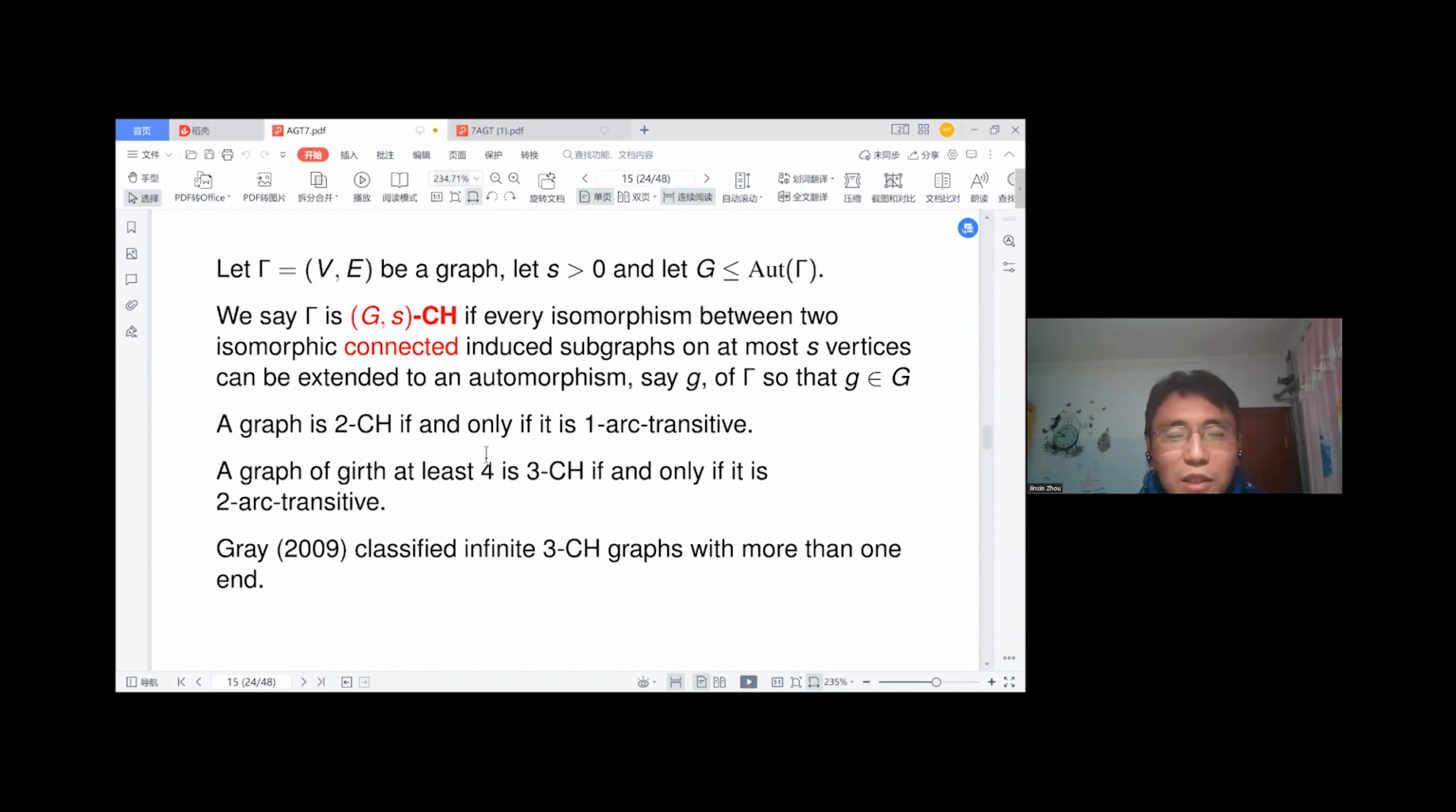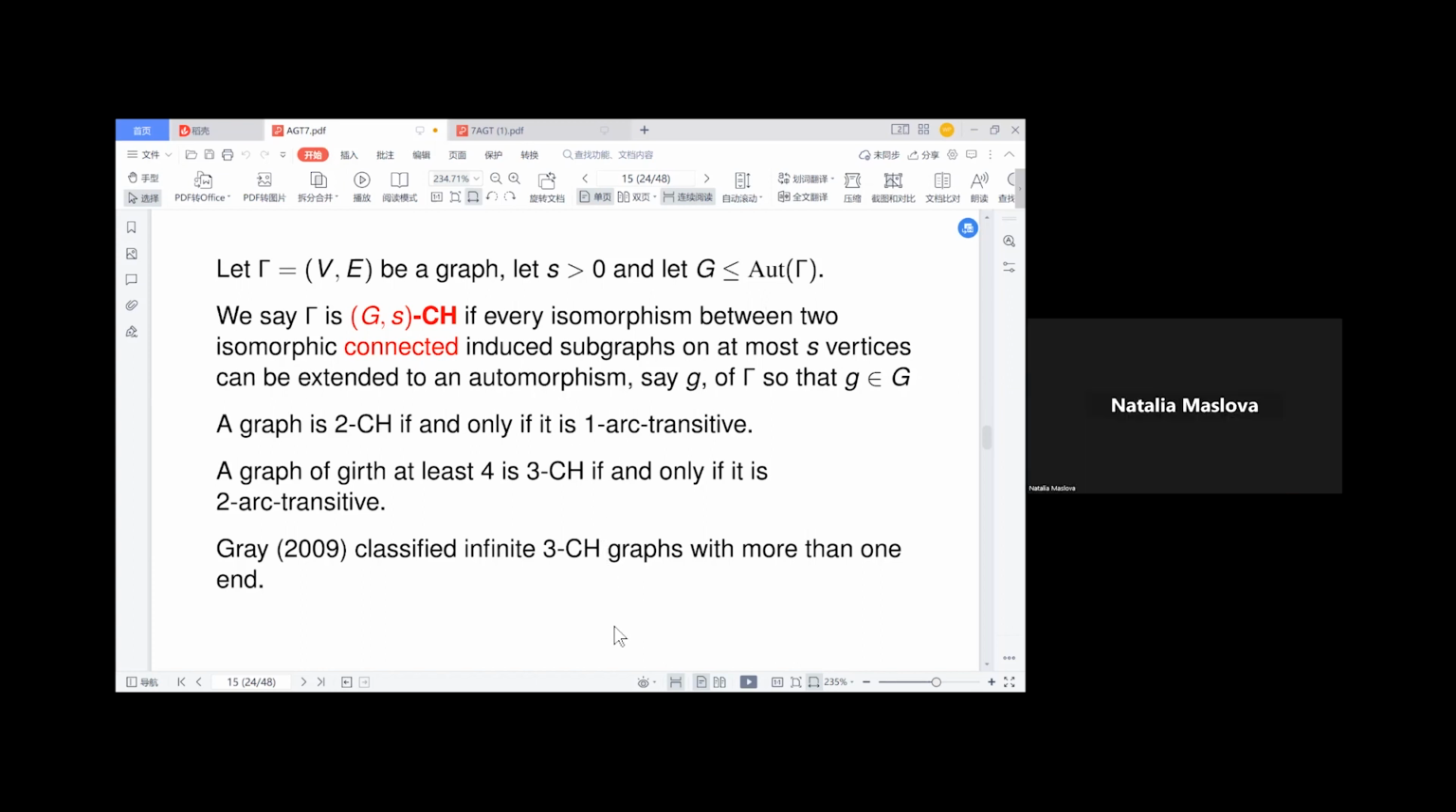Thank you very much. A good question. For the SCH, I just mean G is equal to the automorphism group of the graph. In this case, we will omit G. Just say the graph is S connected homogeneous. Many thanks. Thank you.